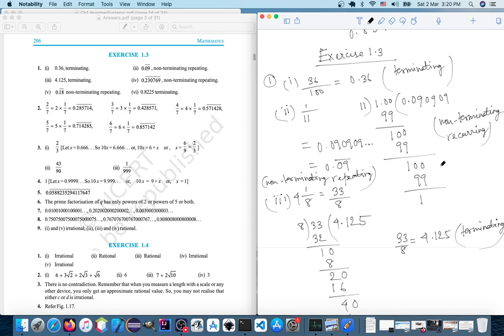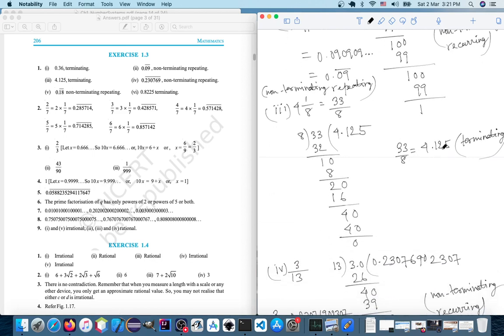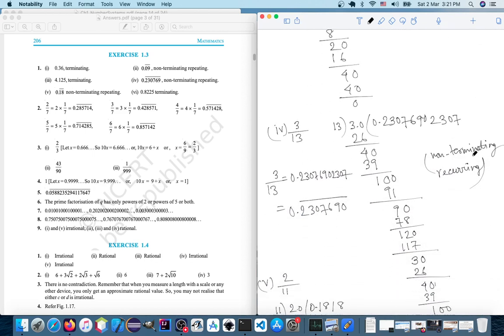Third one was, what was the third one? 11. Oh, I wrote non-terminating recurring. Okay, fine. Third one is 4.125, terminating. Okay, yeah. Fine. Fourth one was what?